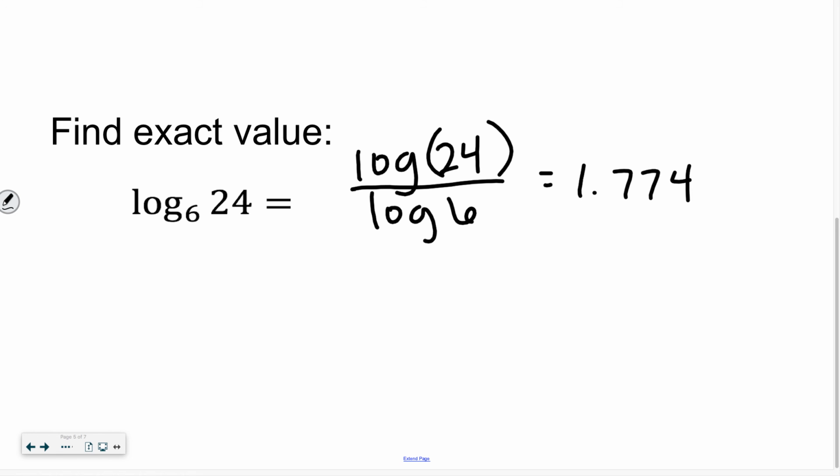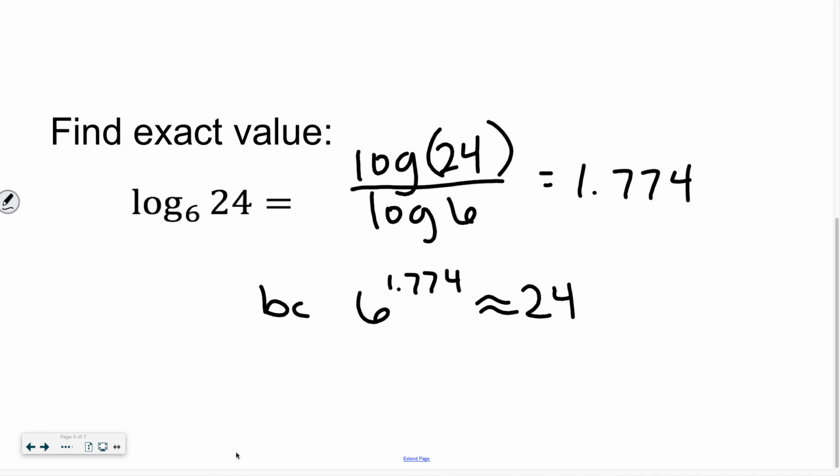So what that's saying is, if we did 6 to the 1.774, it should be really close to the number 24. Now, if you only do 1.774, you've rounded a lot, so it won't be exact.